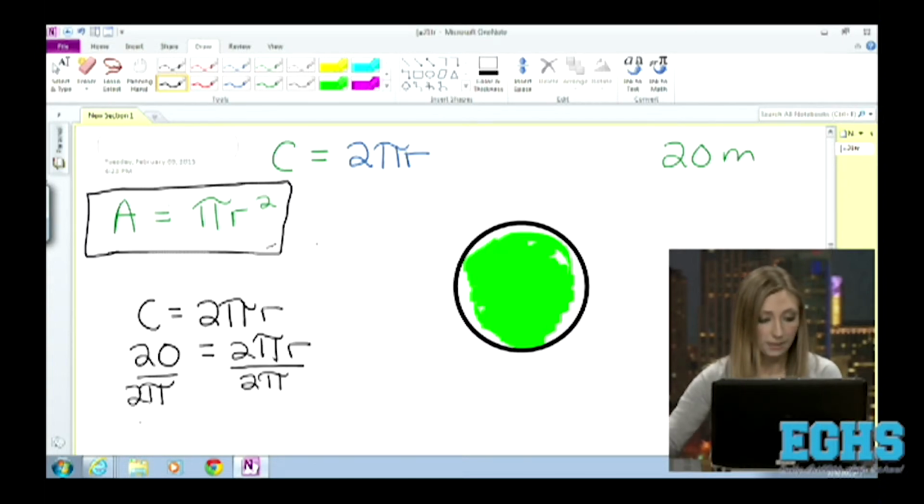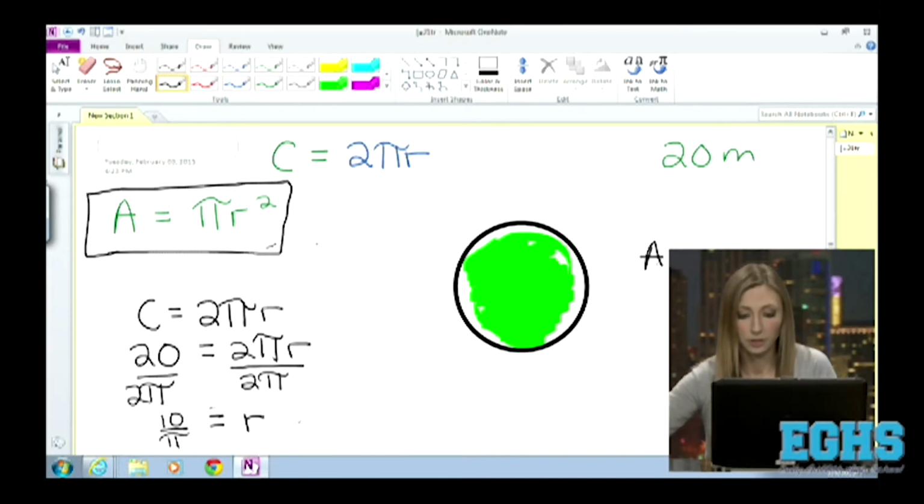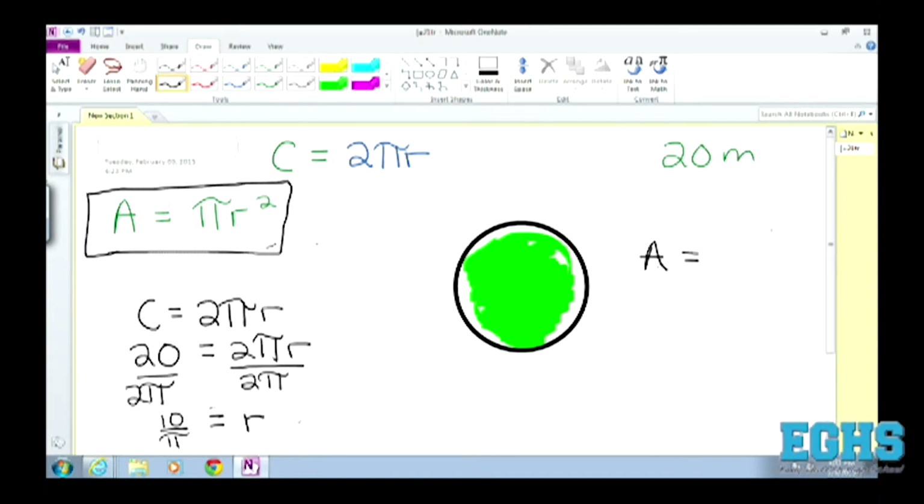Then the left side of the equation simplifies to 10 over pi. I'm dividing my numerator and denominator by 2 in order to simplify that. So my radius is 10 divided by pi. Since that's the piece I needed to find the area, on the right-hand side I'm going to plug in that 10 over pi for my radius. So pi, and then instead of radius I write 10 over pi, and I'm squaring it.